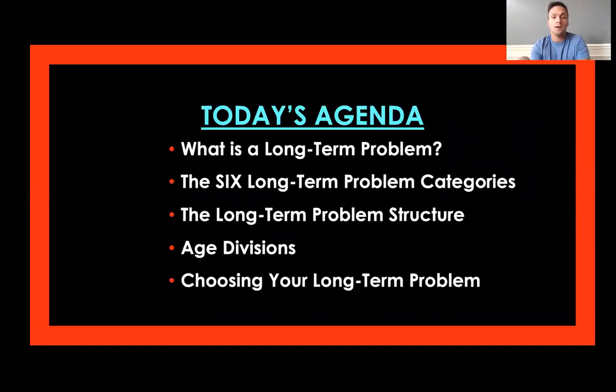On today's agenda, we're going to talk about what a long-term problem is. We'll talk about the 6 types of long-term problem categories. We'll talk about the long-term problem structure, like how the long-term problem is structured and laid out. We'll talk about this idea called age divisions, how you compete against only other students your age. And then we'll talk about actually choosing your long-term problem.